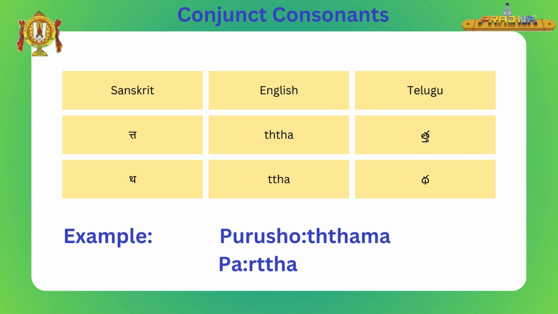Now we'll see certain consonants that we get easily confused and mispronounce. The first example is ta. T-A is not an aspirated letter. It is ta. Example, Purushottama. The next, T-H-A, is aspirated. Tha. Example, Partha.